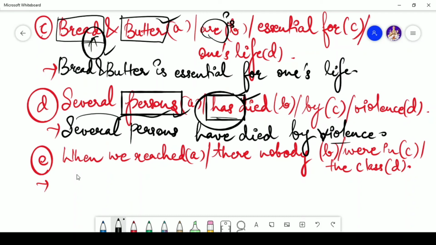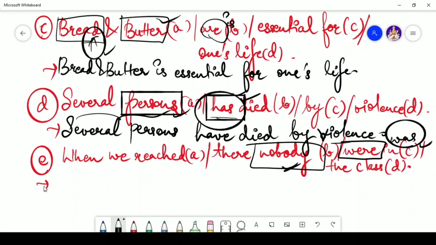Let's talk about the last one that says "When we reached there, nobody were in the class." So what will be the correct form? The correct form will be, instead of "were," you need to use "was." Why? Because we are talking about "nobody," which doesn't give any form of plural sense. That is why in this case we are going to make use of "was."